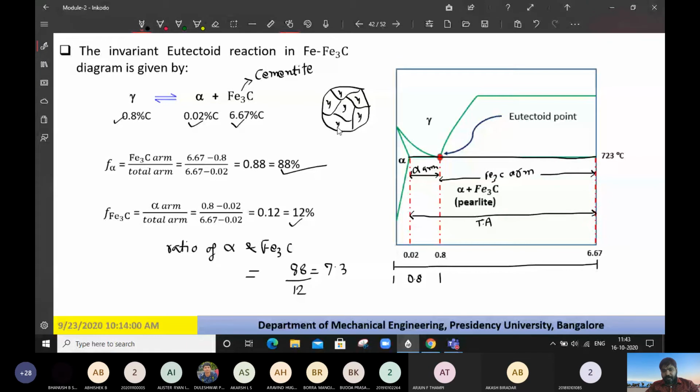And when you cool it below this point, what will happen? This gamma will transform to alpha and Fe3C, and it will look like this. So this white region represents the ferrite, and this black line represents the Fe3C. Okay, and the thickness of this white region upon the thickness of this line is nothing but 8:1. So this is what I mean to say.